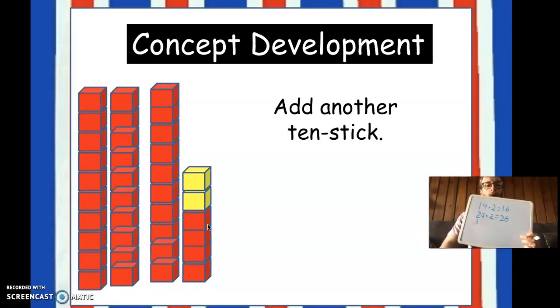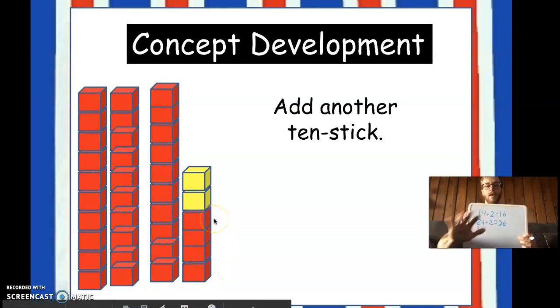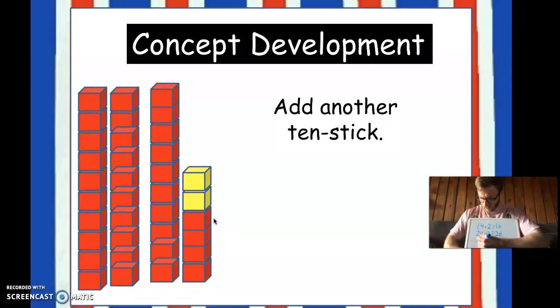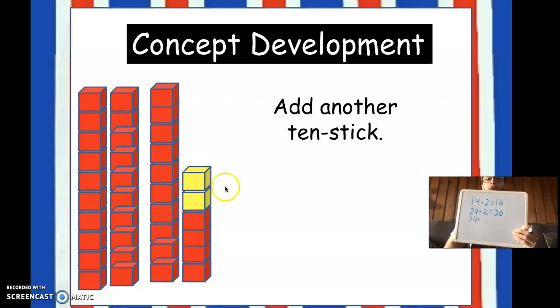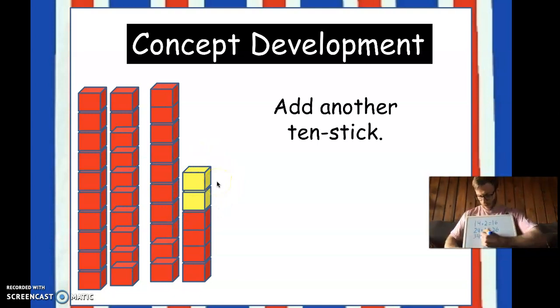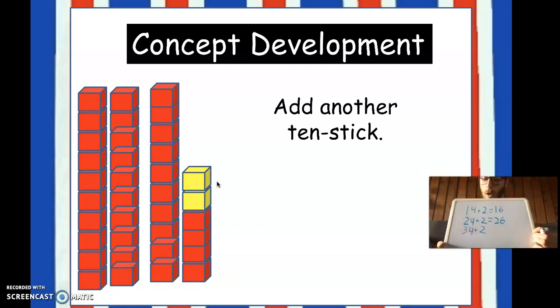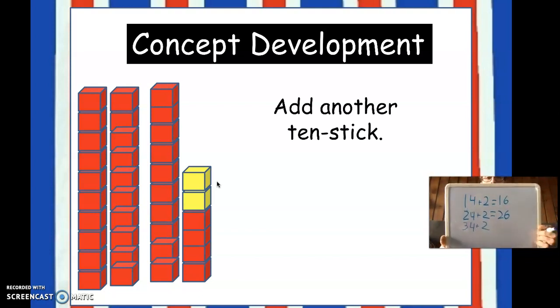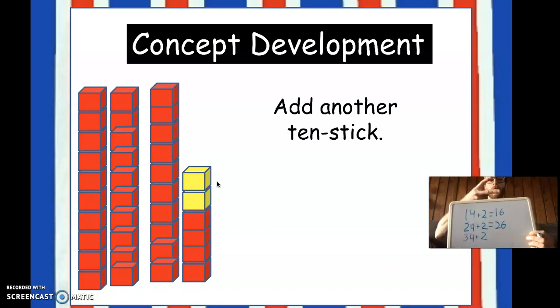How many extra red ones do I have? 1, 2, 3, 4. I still have 4 extra red ones. And I'm still adding the same 2 yellow ones onto my red. So this number is going to stay the same. So now I have 34 plus 2. Go ahead and take 5 seconds and count up in your head to see if you can start with 34 and count 2 more.